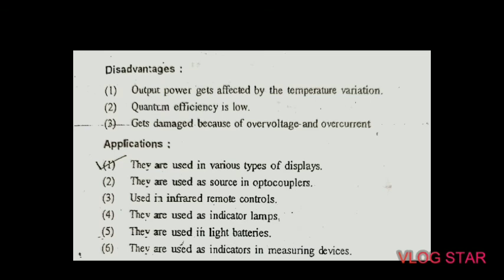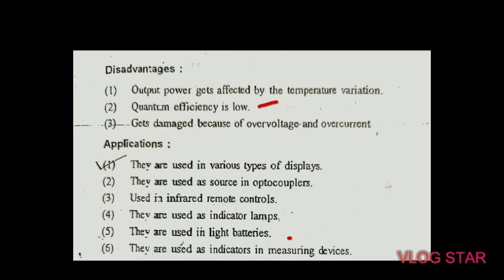But there are certain disadvantages of LED also. The first is that output power gets affected by temperature variation. So if we vary the temperature value, it will automatically affect the output power value. Next, the quantum efficiency is very low, and third, it gets damaged because of over voltage and over current. That's why LEDs are always operated at a low voltage value.